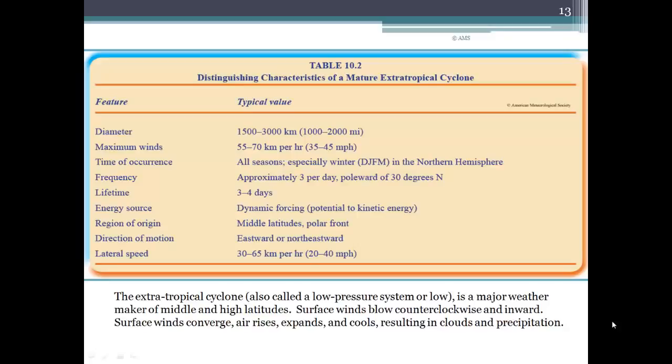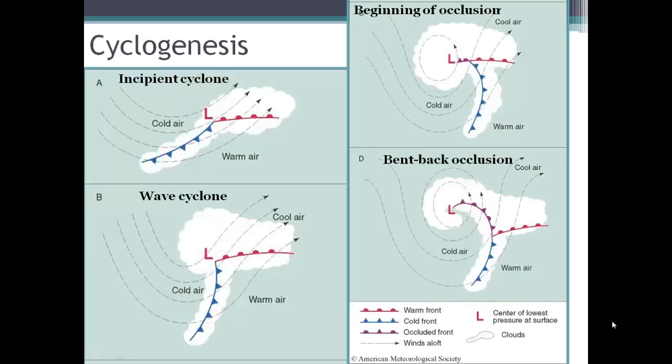The region of origins, these are mid-latitudes, and they are really driven by the polar front, as we talked about in Chapter 9. They tend to move towards the east, or towards the northeast, and their lateral speed is between 20 and 40 miles per hour. So these extratropical cyclones, or just low-pressure systems, or lows, are major weather makers for us here in the United States and everybody in mid-latitudes. So let's take a look here at the life of a mid-latitude cyclone.